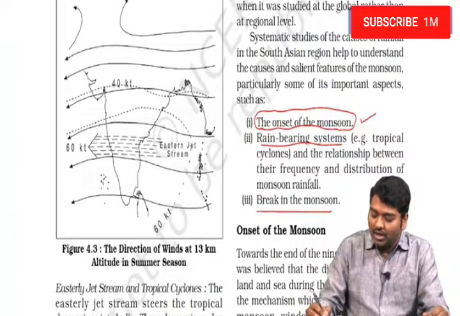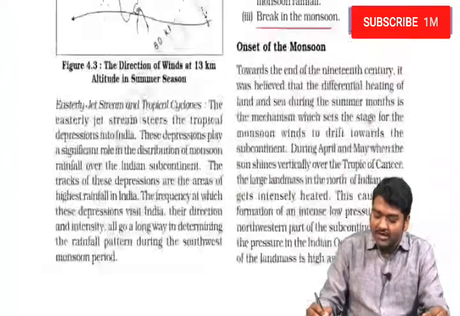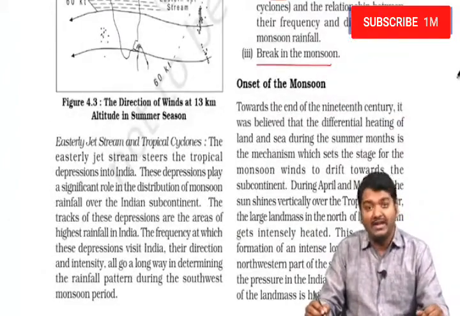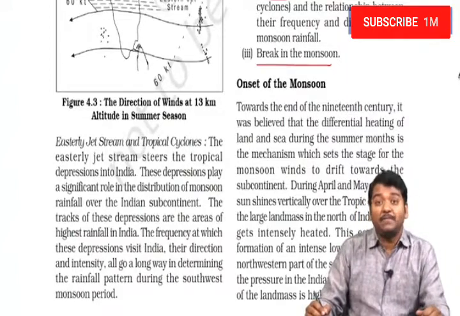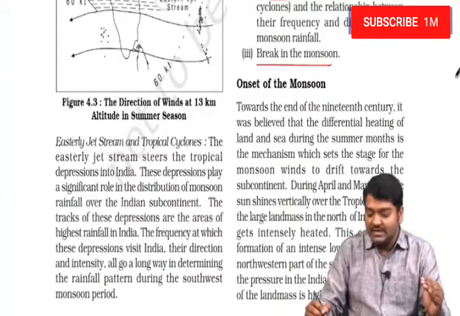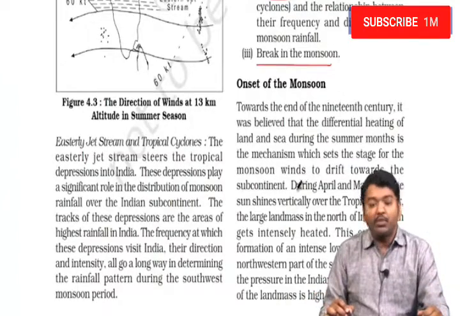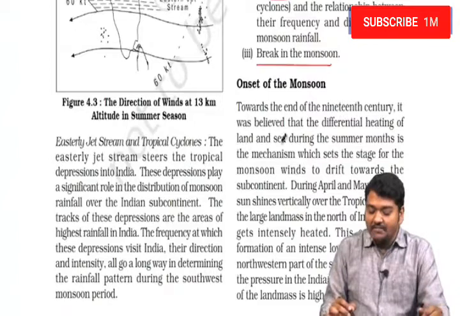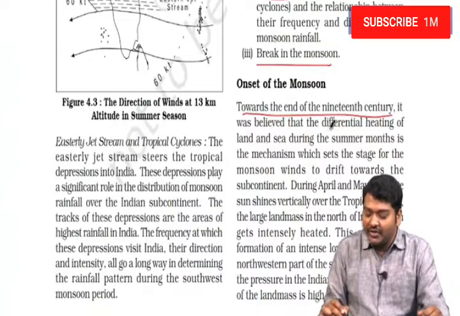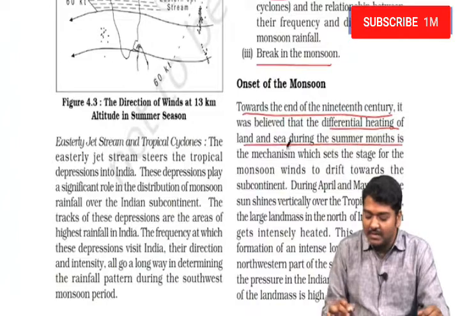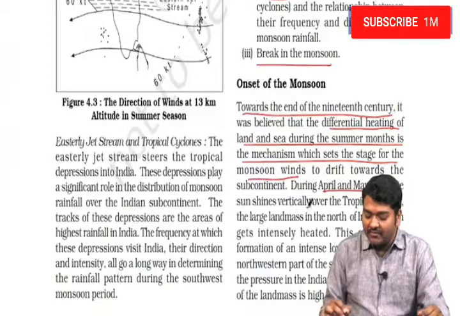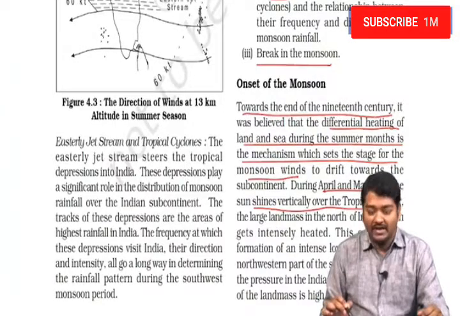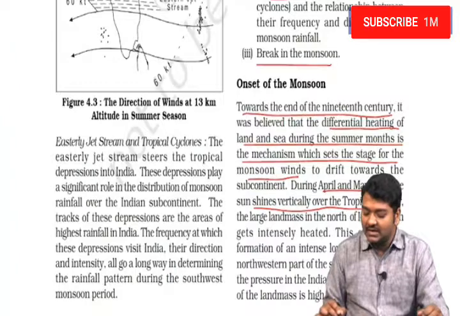Whenever we talk about the onset of the monsoon, they try to explain the differential heating that is usually observed in land and sea with respect to the movement of the sun. The most important aspect that you will observe is that towards the end of the 19th century, differential heating of land and sea during summer months was seen as the mechanism for monsoons. During April and May, when the sun shines vertically over the Tropic of Cancer, the large landmass in the north of the Indian Ocean gets intensely heated.